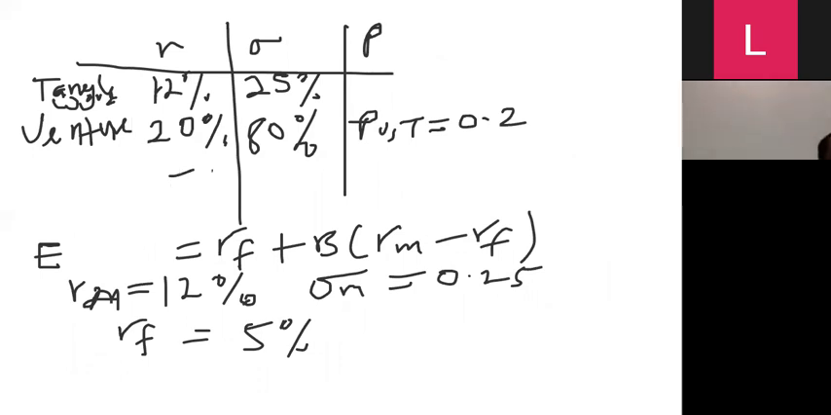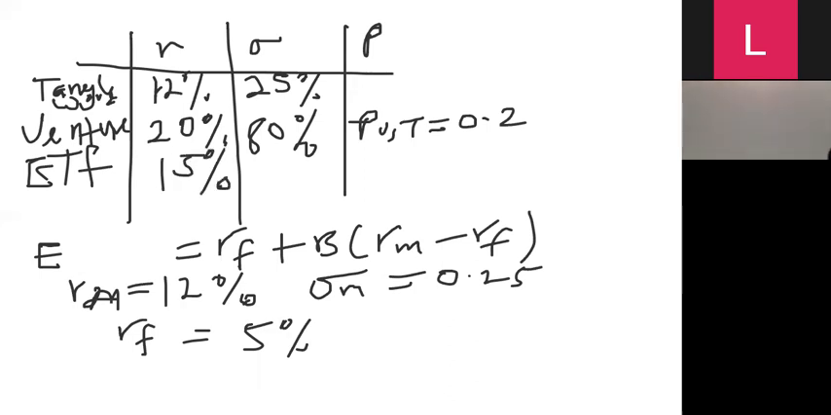Okay, so assume your broker suggests to include an exchange traded fund, which is ETF, to your portfolio, and that gives you an expected return of 15% and a volatility of 40%, with a correlation with Tanglewood of 1.3.